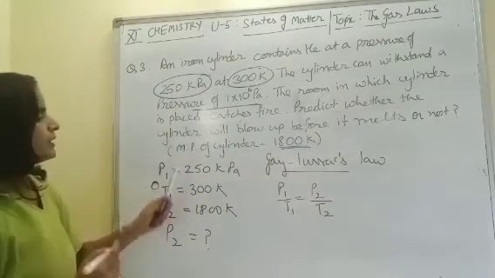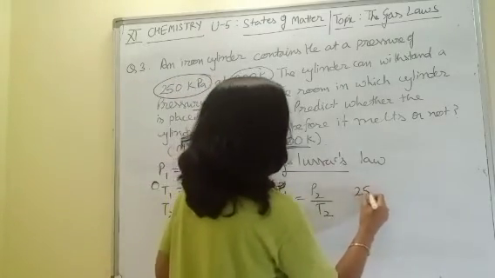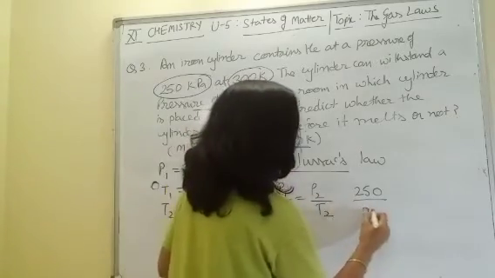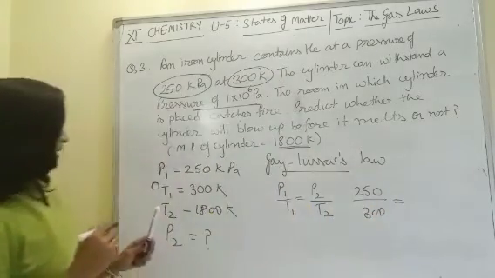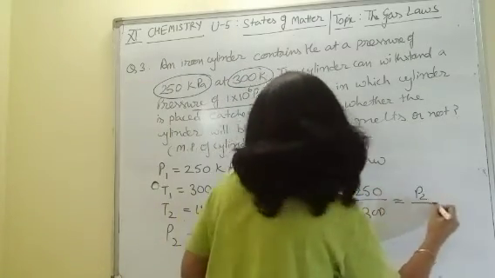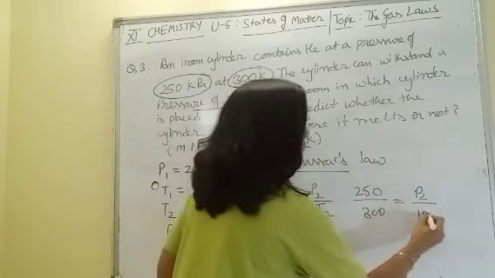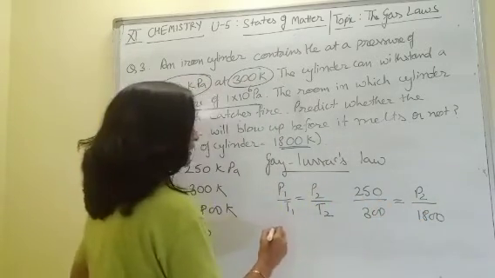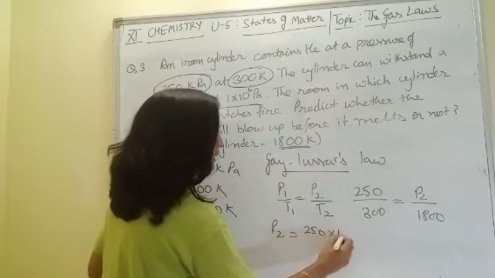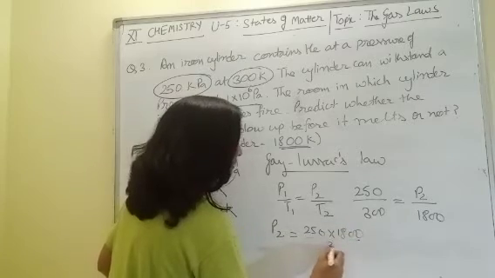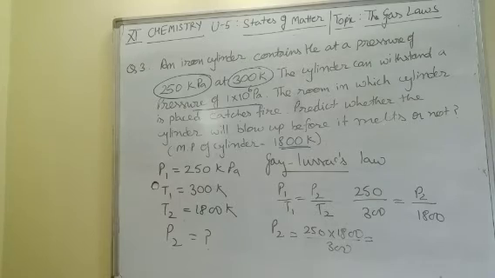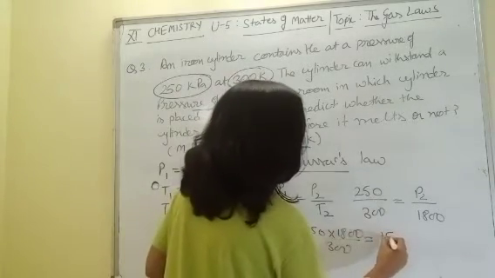Substitute the values. Initial pressure 250 kilopascal. Initial temperature 300. Final pressure we have to calculate. And final temperature is 1800 Kelvin. So from here again solve this for P2. P2 would be equal to 250 into 1800 divided by 300. Solve it. You will get the answer 1500 kilopascal.